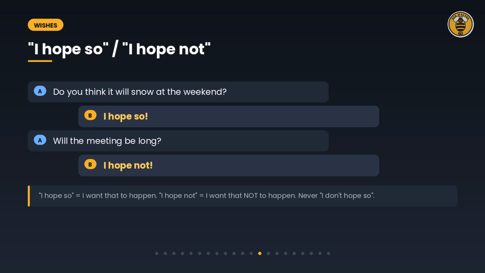The hope pair works the same way, but with your wishes rather than with news. Do you think it will sell at the weekend? I hope so. Will the meeting be long? I hope not. I hope so means I want that to happen. I hope not means I want that not to happen. And once more, because it is the most common error of all, there is no I do not hope so in natural English. The negative of I hope so is I hope not.